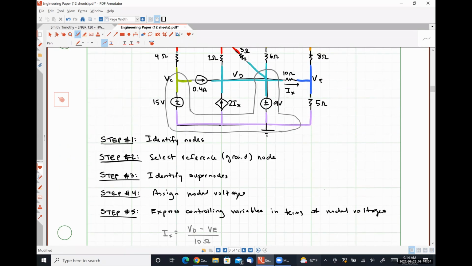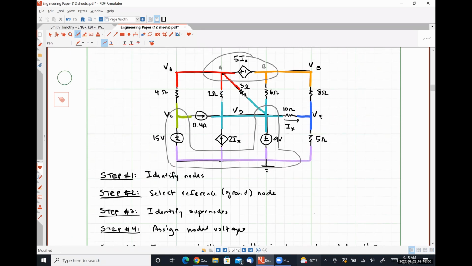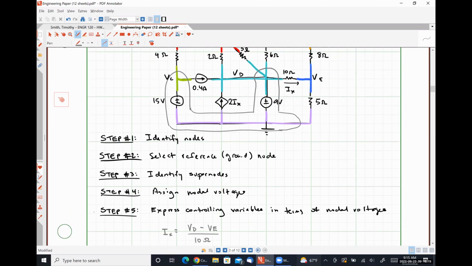No. The controlling variable Ix is... exactly right. So the controlling variable is not the thing that's attached to the dependent source. It's the thing out in the circuit somewhere that's controlling the source. Okay. All right. Now let's work on this 15-volt source on the left.